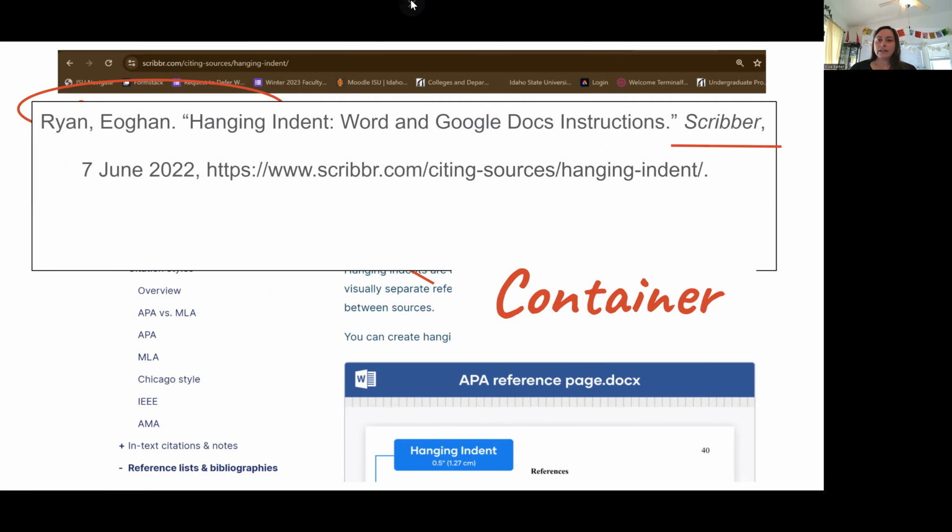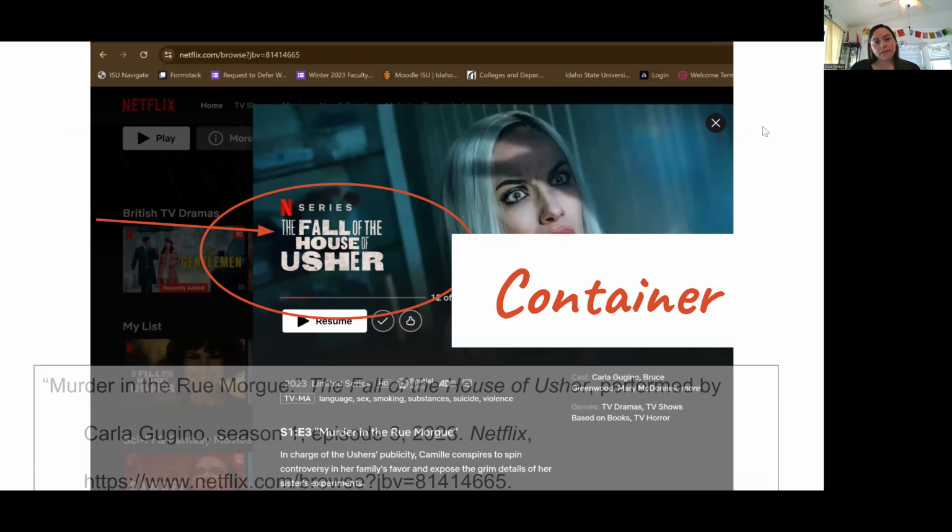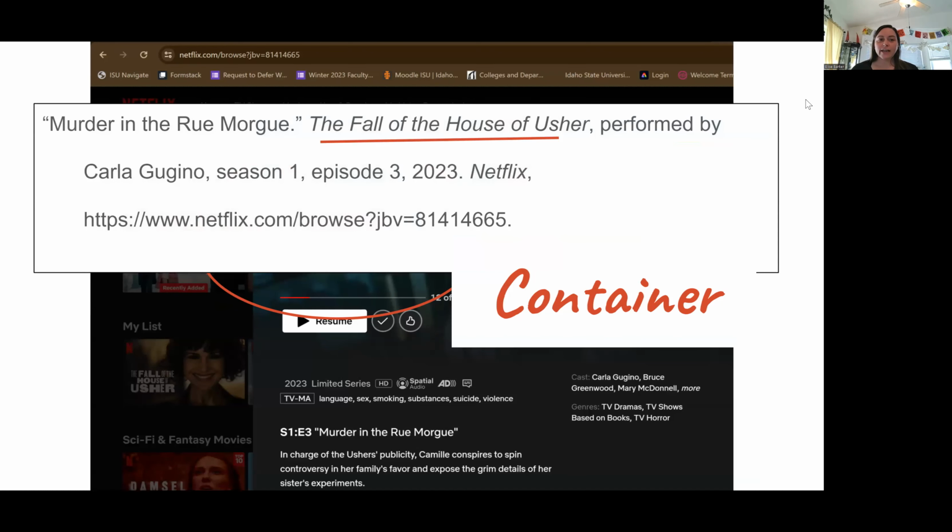In this case, here we have the container. We've copied and pasted. I actually spelled it wrong, so I'll have to fix that someday. I put it in italics and ended it with a comma. Here's The Fall of the House of Usher. That is the container in which you find the episode Murder in the Rue Morgue. I've italicized it and ended it with a comma.